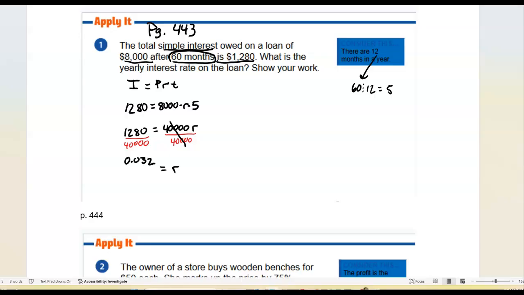0.032. Now remember, your rate needs to be a percentage. So we have a decimal here. To change it into a percent, you swoop it 2 times to the right, 1, 2. So you can get rid of these zeros, and your interest rate was 3.2%.